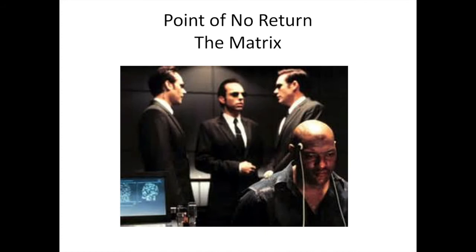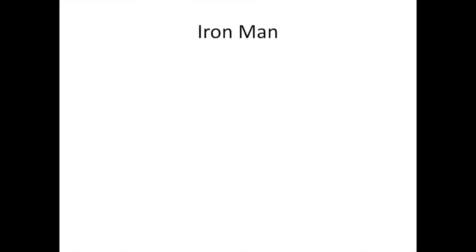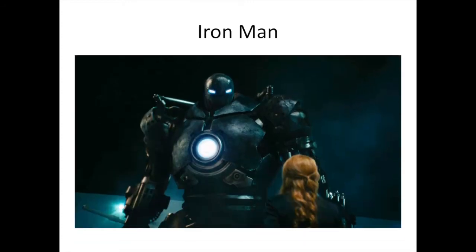The Matrix, point of no return. That's when Morpheus gets captured. So now that Morpheus is captured, Neo has to be the only one in control. He's always had Morpheus telling him what to do and holding his hand, but now Neo is all on his own. Star Wars, point of no return. Ooh, they're captured. They're on the Death Star. Iron Man. That's when the Ironmonger, the bad guy, steals his arc reactor.